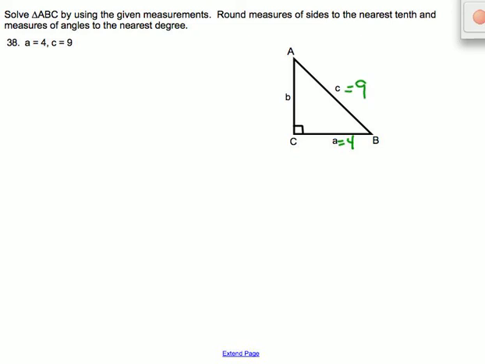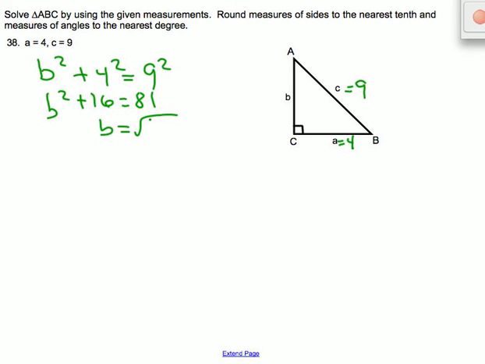So I can go and find B by using the Pythagorean theorem. So B squared plus 4 squared is equal to 9 squared. Again, your leg squared plus your leg squared equals your hypotenuse squared. I have B squared plus 16 is equal to 81. So when I simplify up, I have B is equal to the square root of 65. But because it's set to the nearest tenth, I need to round to the nearest tenth. So B is going to be equal to 8.1 units. There's the first answer I need.